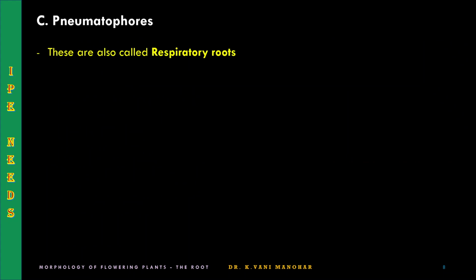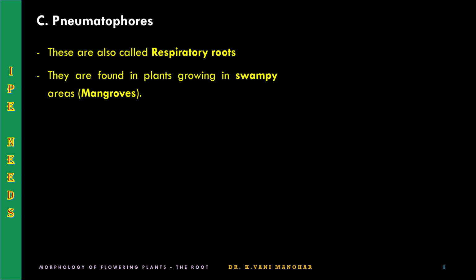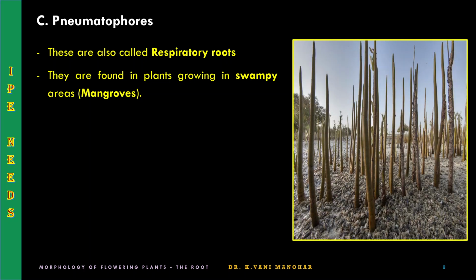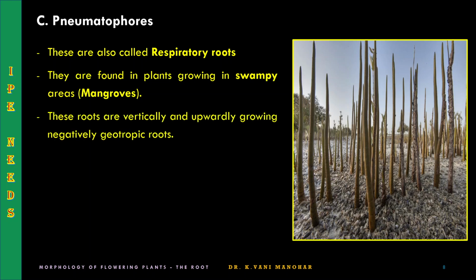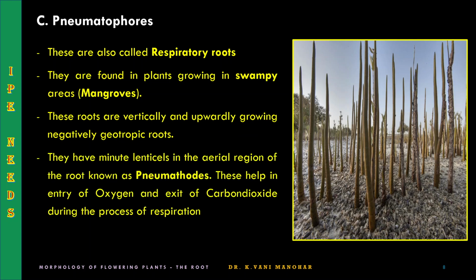Pneumatophores. These are also called respiratory roots or breathing roots. They are found in plants growing in swampy areas, the plants are mangroves. These are the pneumatophores. See, negatively geotropically growing roots, so highly elongated with pointed tips. These roots grow vertically and upwardly, negatively geotropic roots. They have minute lenticels in the aerial region of the root known as pneumathodes. So the elevated structures are pneumathodes. These help in entry of oxygen and exit of carbon dioxide during the process of respiration. Example Rhizophora.